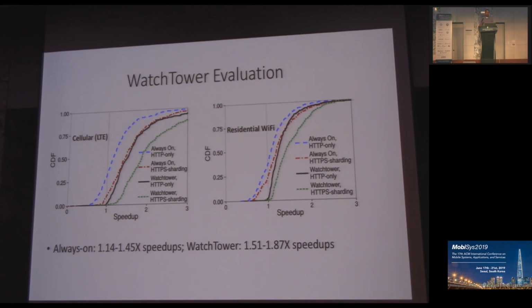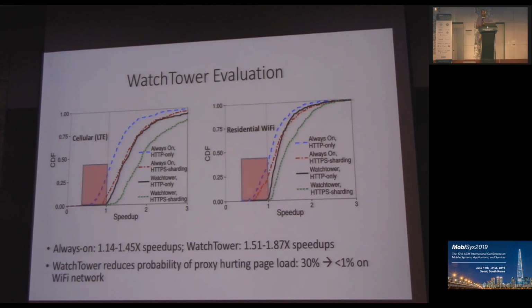But interestingly, WatchTower's selective proxying was also quite effective, despite it being fairly coarse-grained and not considering things like TCP window semantics or compute overheads. And so for example, on the Wi-Fi network, WatchTower was able to reduce the probability that a proxy was used when it shouldn't have been from 30% to under 1%.